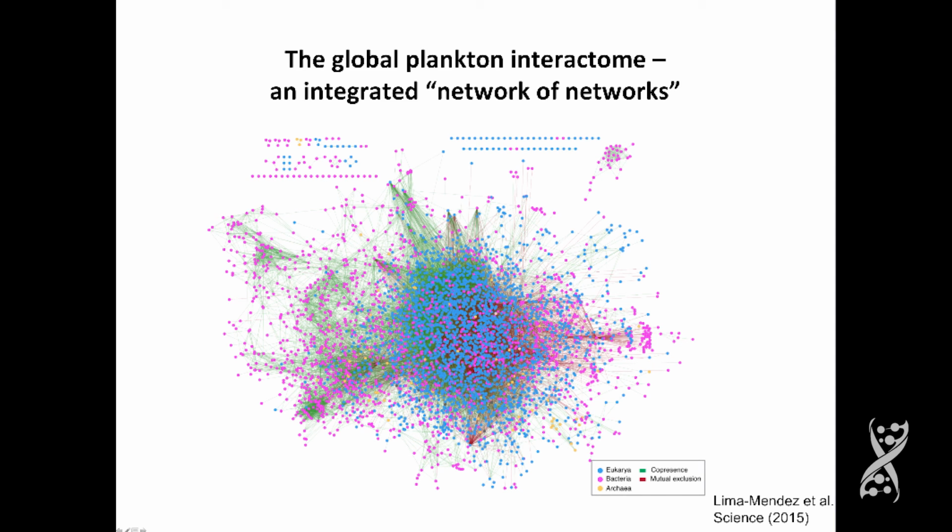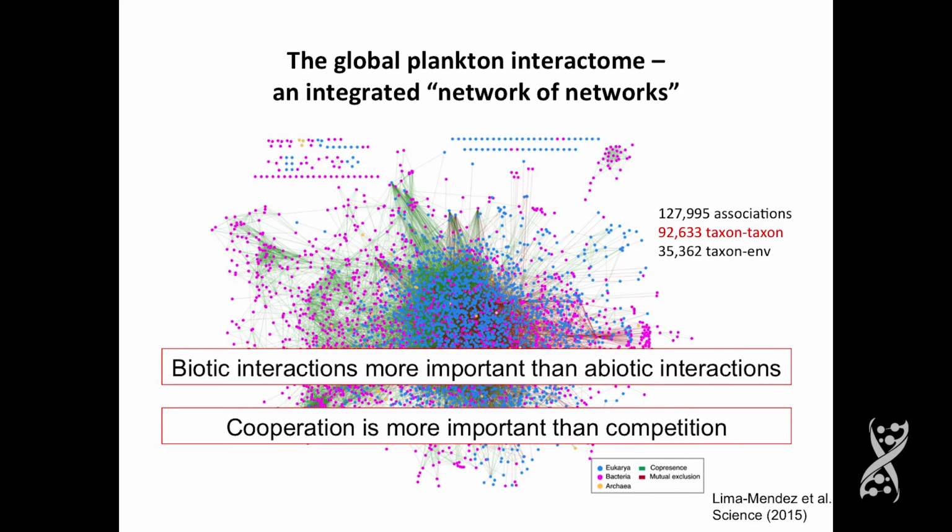So the bottom line from this study is that biotic interactions overall appear to be far more important than abiotic interactions, and that cooperation is far more important than competition. So organisms like to cooperate far more than competing. So our idea of evolution being survival of the fittest and who is the strongest wins is not necessarily valid in this microscopic plankton world. I think that's an important message that came out of this study.